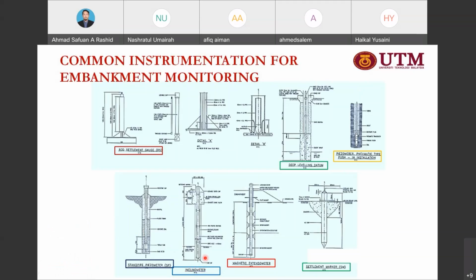Okay, so then we have another one, the inclinometer, to determine any lateral movement. Okay, so this is a magnetic extensometer, just to determine the vertical movement. Okay, while this is the horizontal movement for the inclinometer. Then we have a settlement marker, to determine any movement at the ground level.